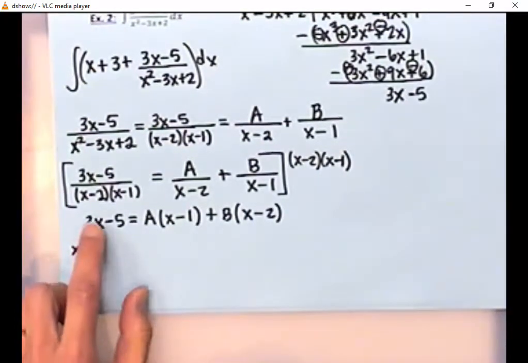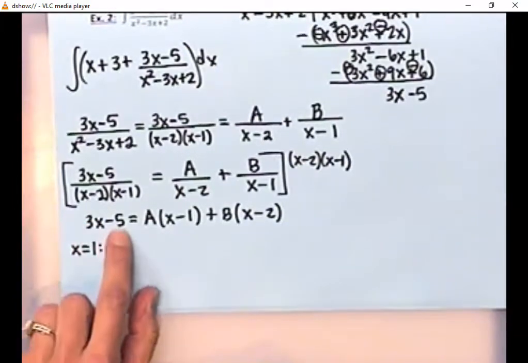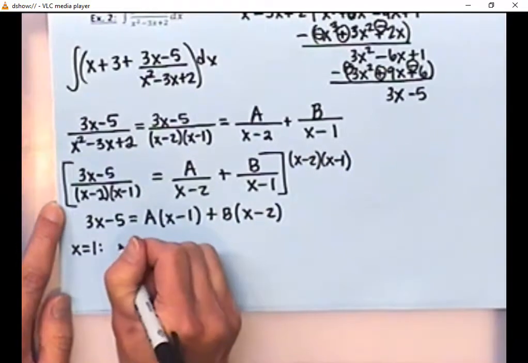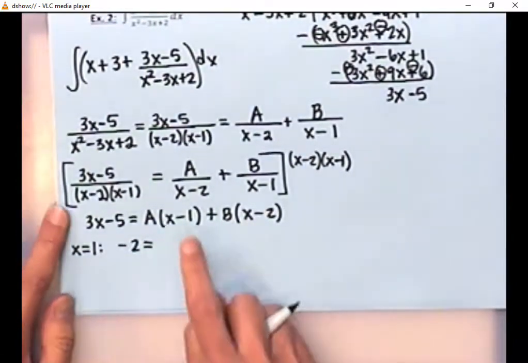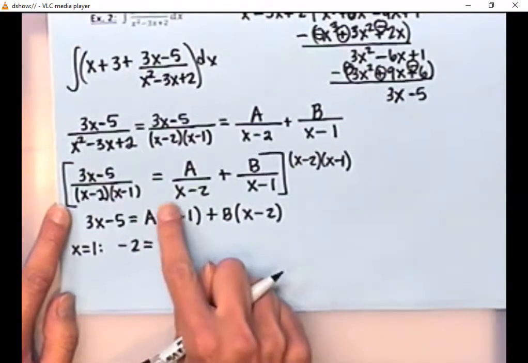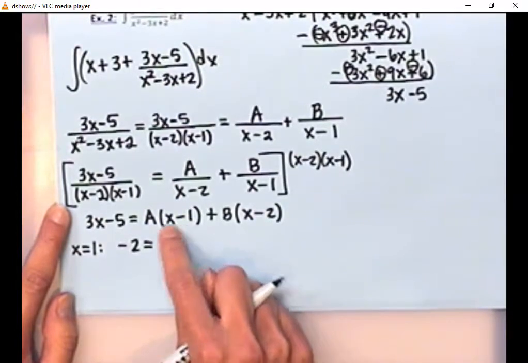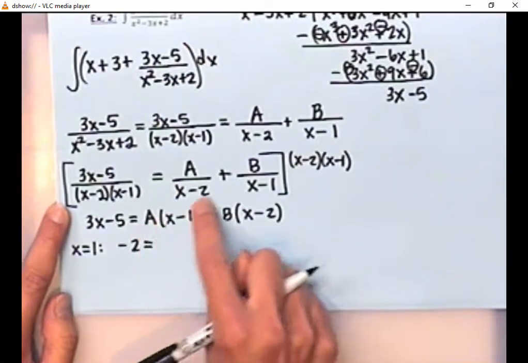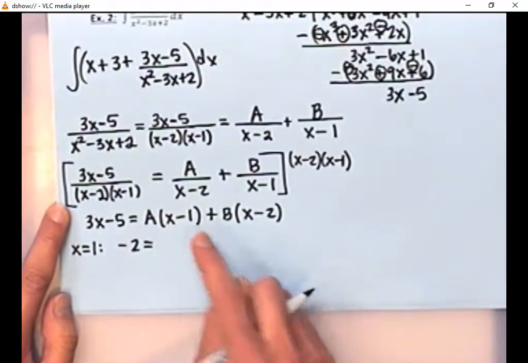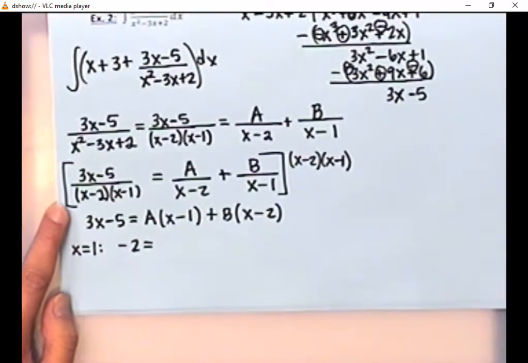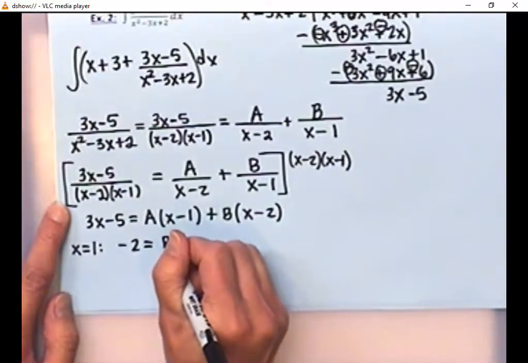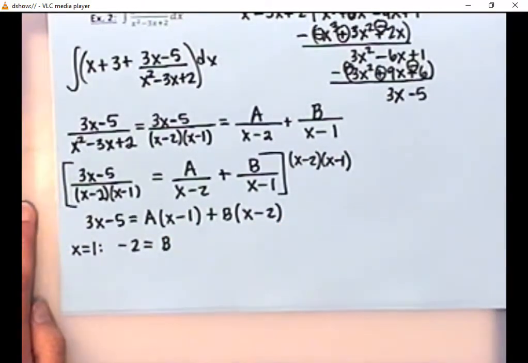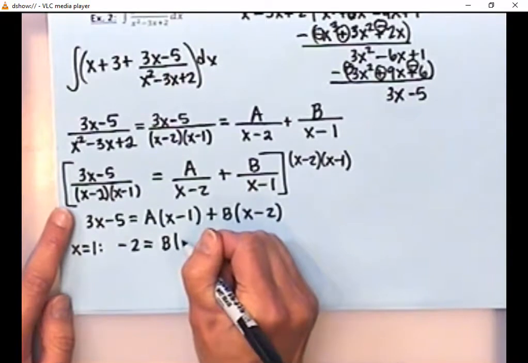Okay, if I do that, what do I get on the left? If x equals 1, this 3x minus 5 becomes negative 2. This whole thing becomes what? 1 minus 1 is 0, right? That's gone. So the a term is gone because I put in 1 and that makes the whole thing 0. Okay. What am I going to have times b? b times 1 minus 2 is negative 1.